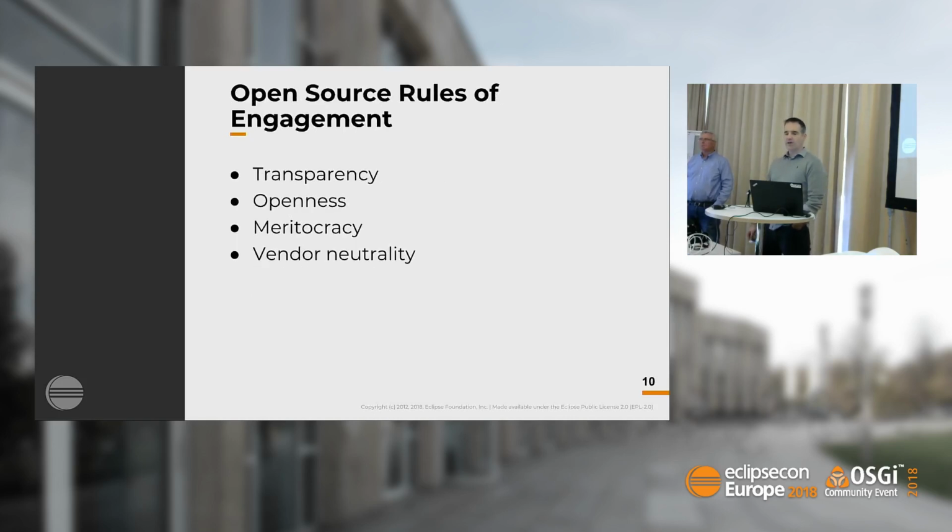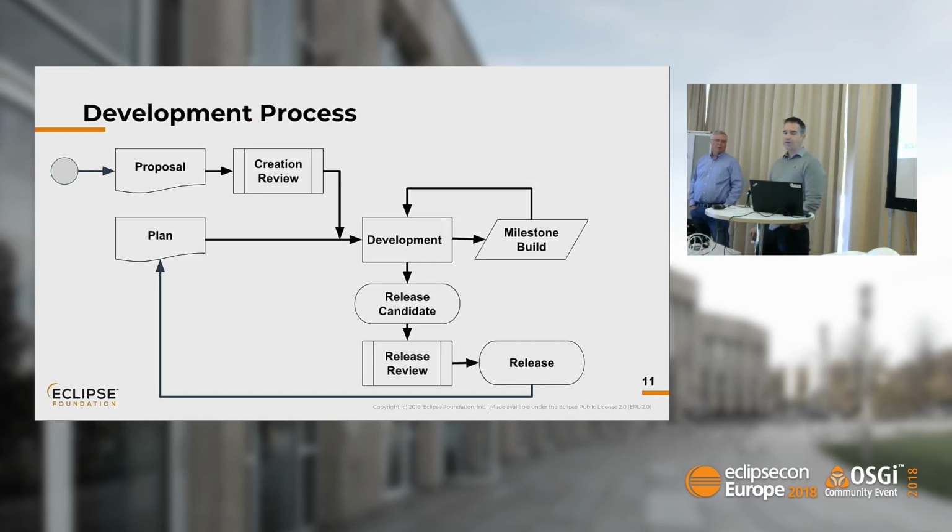The Eclipse development process is based around the notions of transparency, openness, meritocracy, and vendor neutrality. Actually, I should put a star beside vendor neutrality. That's not listed as an open source rule of engagement in the current version of the Eclipse development process, but it probably will be. Much of what we do is focused around making sure that the playing field is level, so that everybody gets to come and play by the same set of rules. Everybody has the same ability to participate.